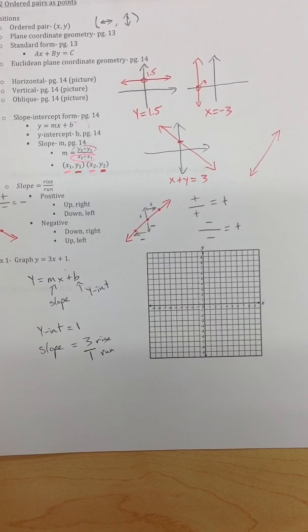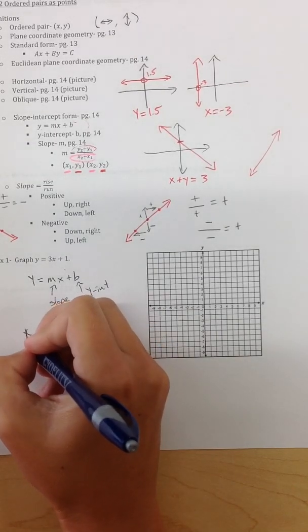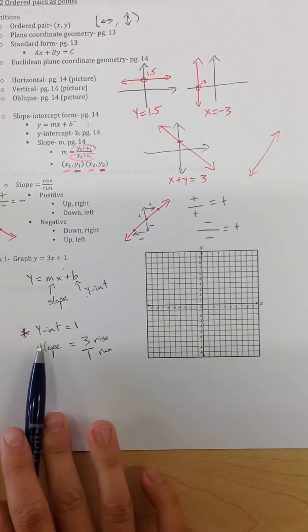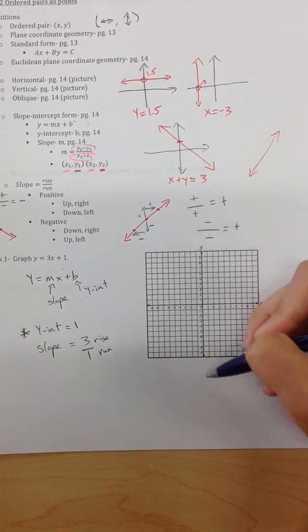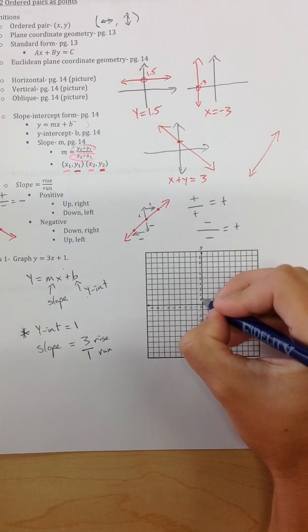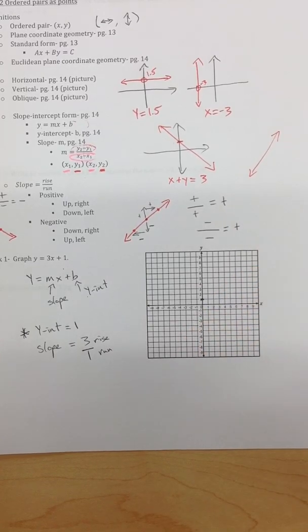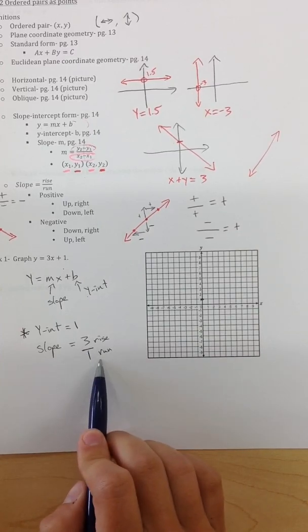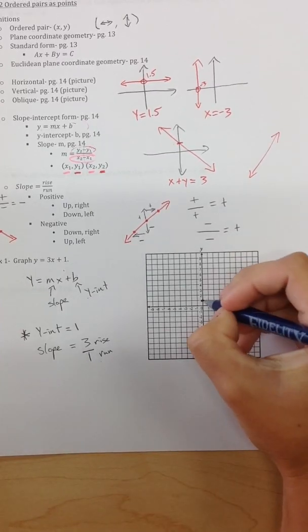Okay, when we graph, we always start with the y-intercept. That gives us a starting point to do the slope off of. So what we're going to do is go to our y-axis, which is our up and down one, and we're going to go to 1, stick a point. Then we're going to do our slope, so we rise up 3 and run 1 to the right, because right is positive.